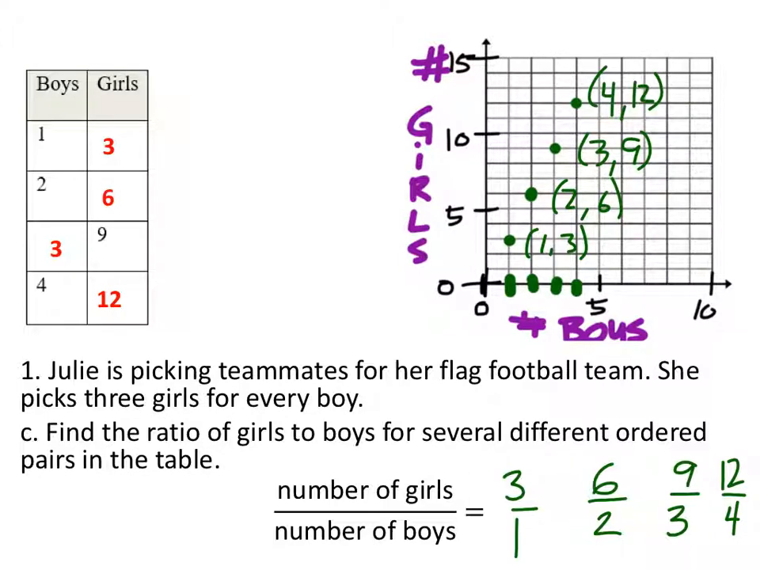So there's something else we should notice about this. All 4 of these fractions, if we were to simplify all 4 of them, then we would get 3, which means all 4 of these are equal. Now the reason why that's important is because in order for a relationship to be proportional, values have to be equal.